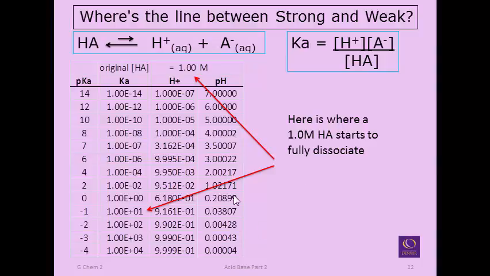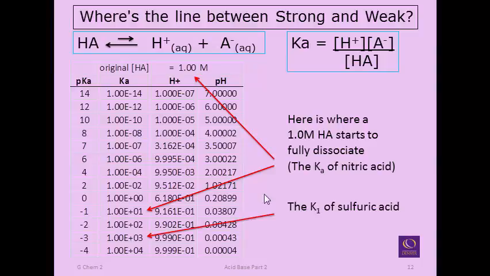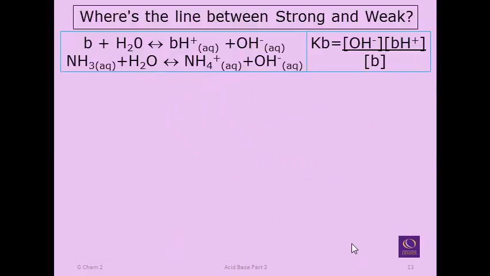pKa of -1. Nitric acid fits in that category. Sulfuric acid, a known strong acid, has a Ka of 1 times 10 to the 3, which gives it a pKa of -3. And then the Ka of HCl occurs somewhere around 10 to the 6th. So it's strongly dissociating.